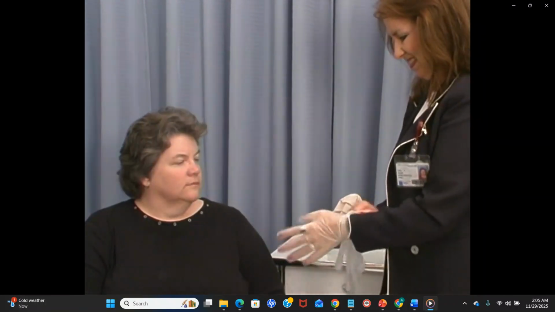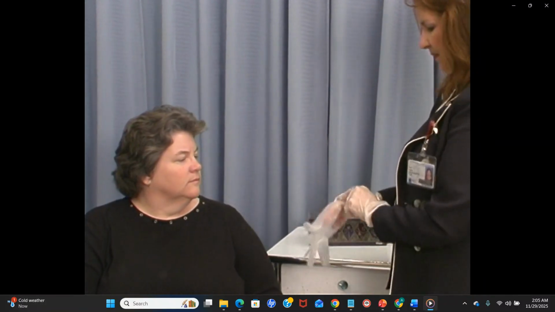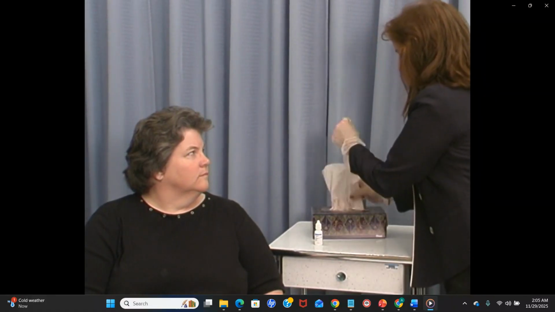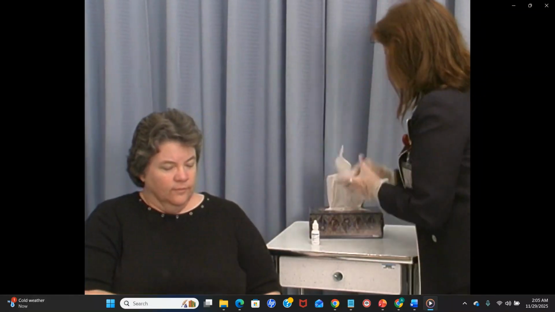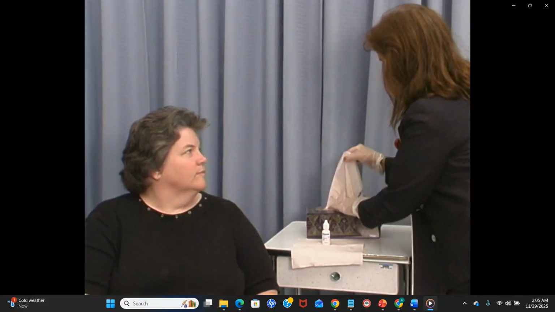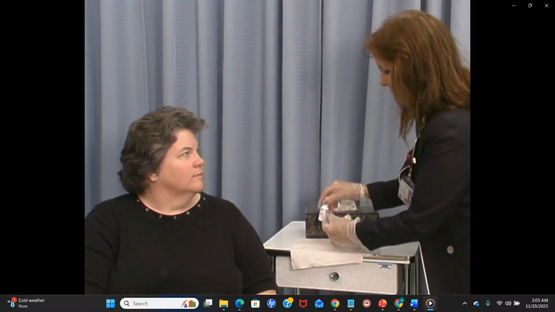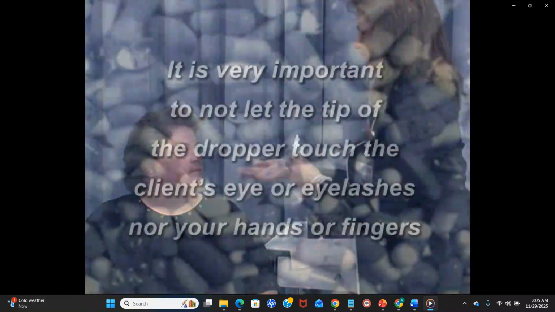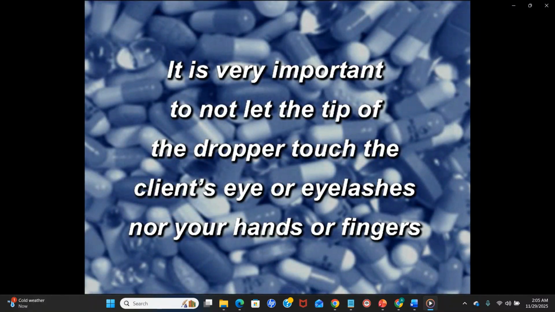Because you may come in contact with tears, always put on clean gloves before administering the medication. It is important to wash your hands before and after administering eye medication. Remove the lid from the eye drop bottle and lay it on a clean surface. It is very important to not let the tip of the dropper touch the client's eye or eyelashes, nor your hands or fingers. This will prevent possible injury and the risk of getting germs on the dropper.